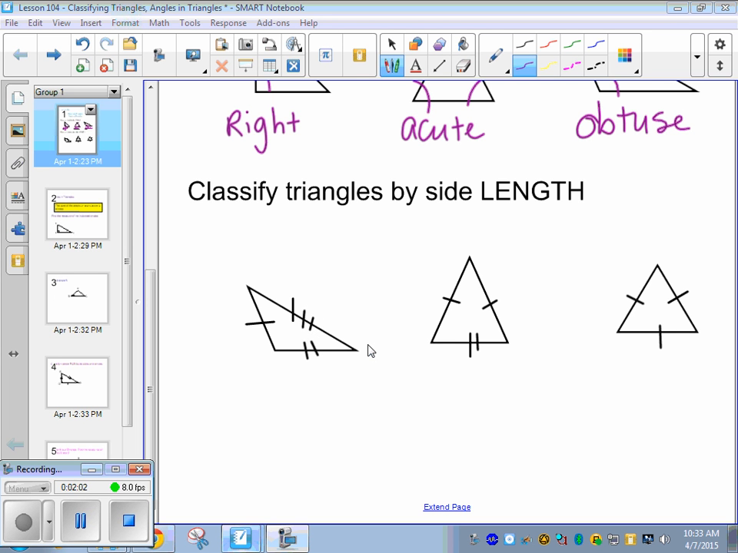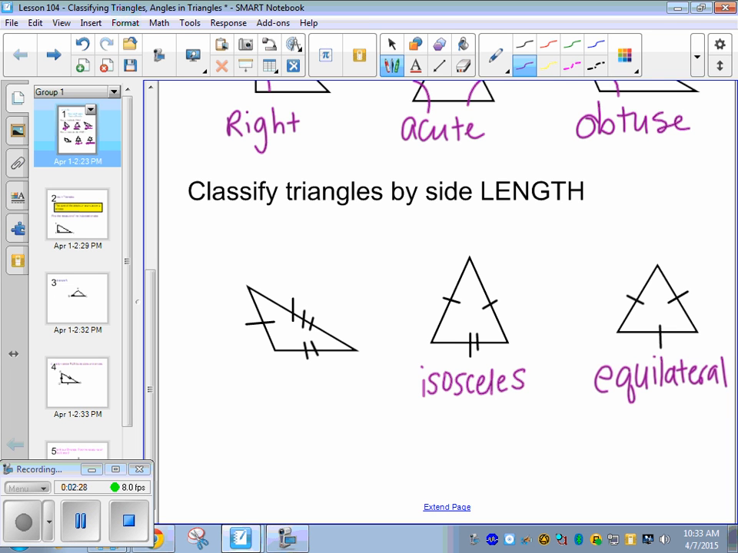Can anyone tell me any one of the names of these? Evie. Very good. This last one is equilateral, which means that all sides are the same length. Isaac? Middle one is isosceles. Yep. Good. Thomas? First one, scalene. Very good. Scalene might be a new one for you. If they're all different lengths, it's called a scalene triangle. If two are the same, it's isosceles, and if three are the same, it's equilateral.